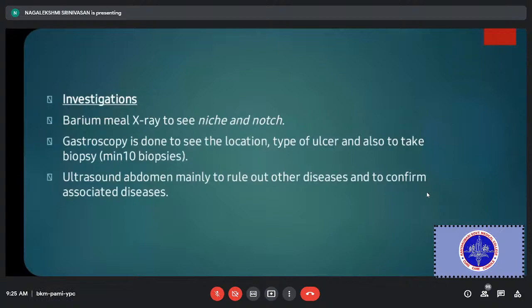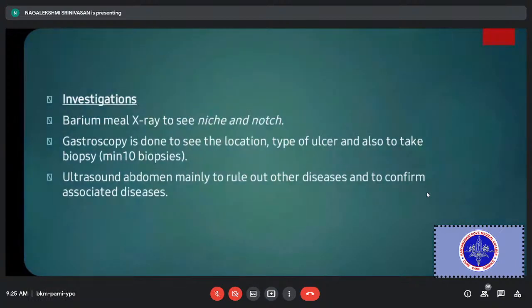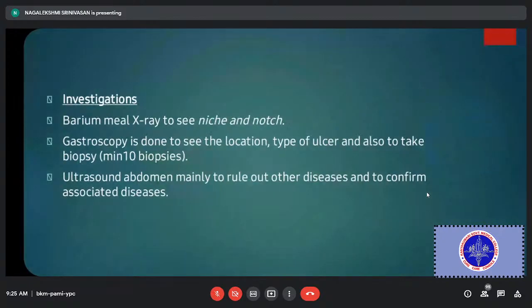Niching and notching, this I have only mentioned. This is very important. Barium meal X-ray, I will show you. I think that slide is there. Gastroscopy is done to see the location, type of ulcer, and also to take biopsy. Usually, we will be taking 10 biopsies.